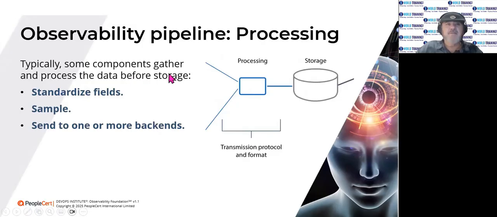The processing is really trying to get data from the source applications. Typically, some components gather the source and process it prior to storage so that you can have some normalized data in your storage, standardizing fields, maybe samples of data, sending it to one or more backends.